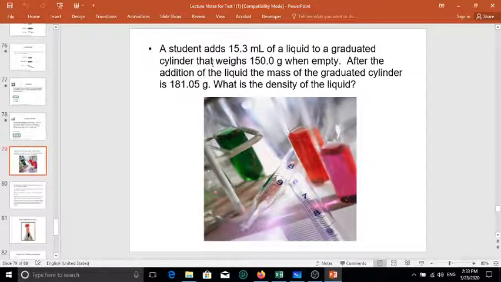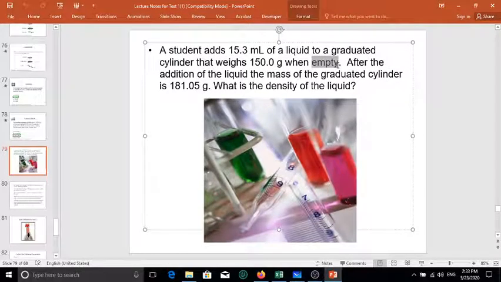A student adds 15.3 ml of liquid to a graduated cylinder that weighs 150 grams when empty. So here's the key word. This is the empty mass of the graduated cylinder. Remember what we said about the liquid? You have to weigh an empty cylinder first, okay, and then put the liquid in there and weigh. So after addition of the liquid, the mass of the graduated cylinder weighs 181.05 grams. So neither one of these numbers is the mass of the liquid. The difference between these two masses is the mass of liquid. And what is the density of the liquid?